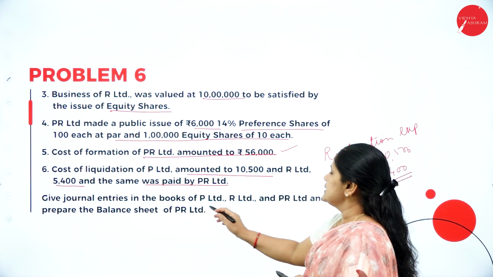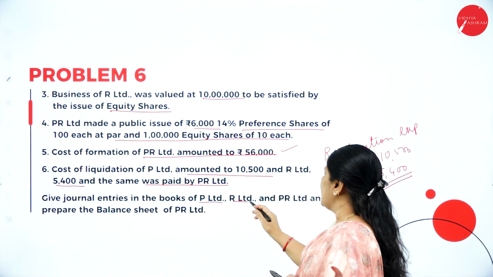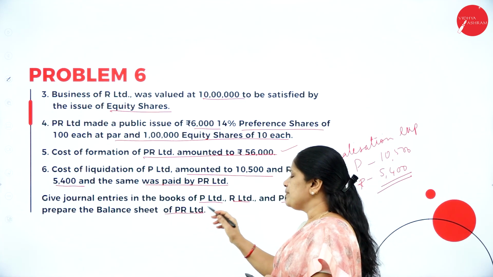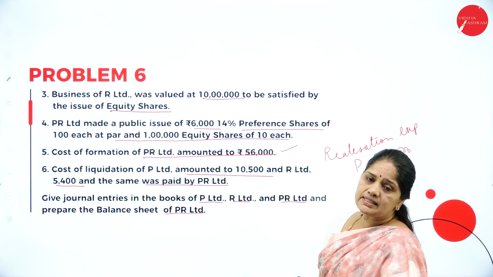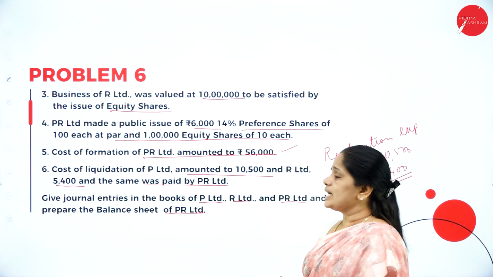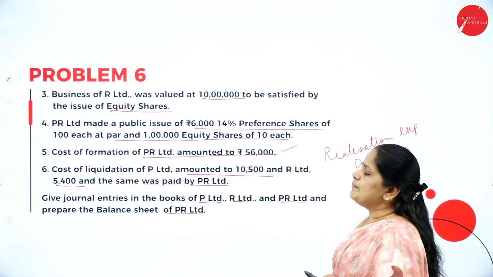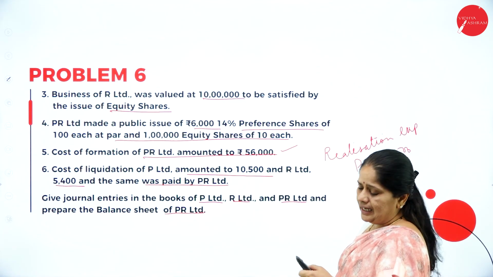Give journal entries in the books of P Limited, R Limited and PR Limited and prepare the balance sheet of PR Limited. Now we are supposed to prepare the journal entries of P Limited, R Limited and PR Limited and prepare the balance sheet of PR Limited.